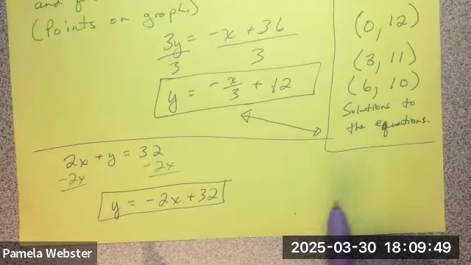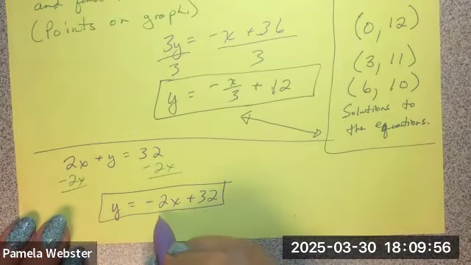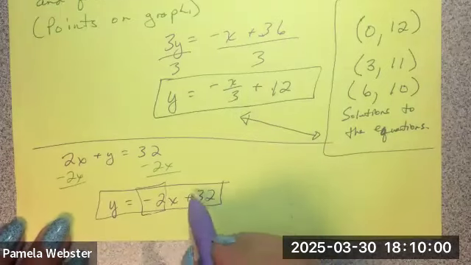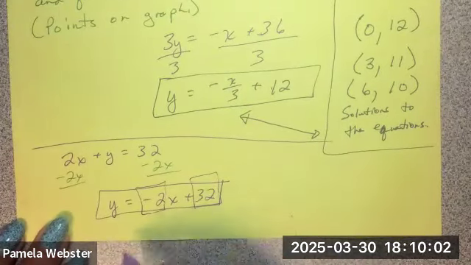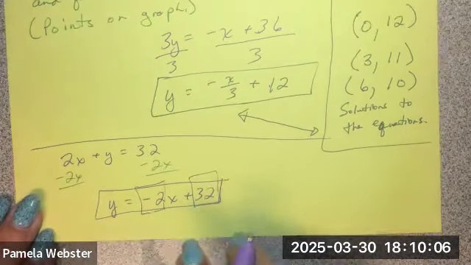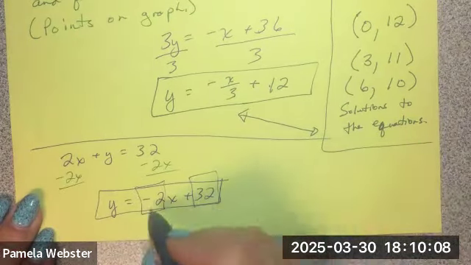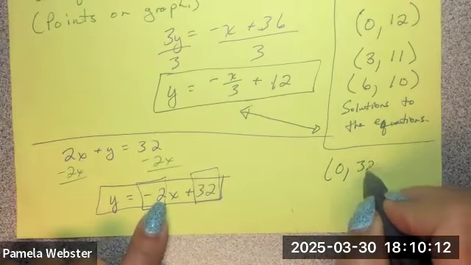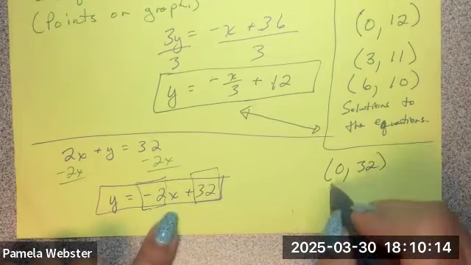Okay, and again, interestingly enough, I see that this one also has a negative slope right here. It's going down 2. That one was going down 1/3. But the y-intercept is 32, right? So if I want solutions for this equation, it's going to look like stuff like put in a 0 for x. 0, 32 is that y-intercept, right?